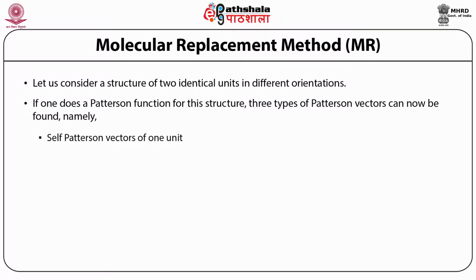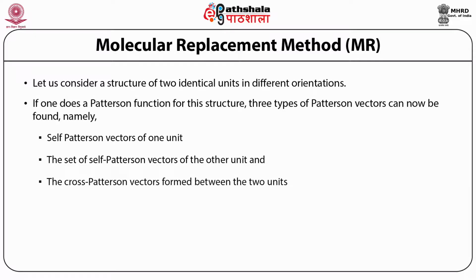The self-Patterson vectors of one unit, the set of self-Patterson vectors of the other unit, and the cross-Patterson vectors formed between the two units. So for example, let us take a structure containing 4 atoms.